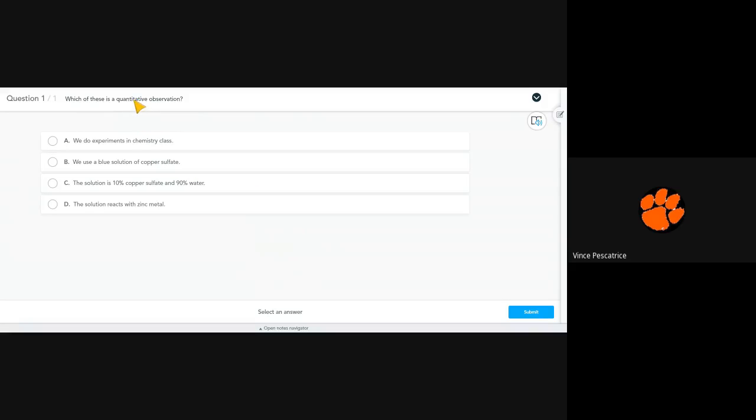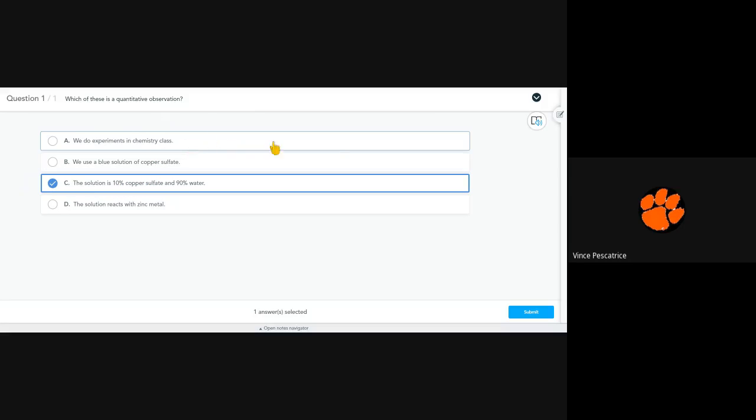A quantitative observation talks about a quantity, how much of something. So if you look at these answers you have to choose from, which one talks about how much of something? Doing experiments in class, blue solution, 10% copper, 90% water, or reacting with zinc. This one, C, is the only one that talks about an amount, a quantity, 90%, 10%. And that's why.